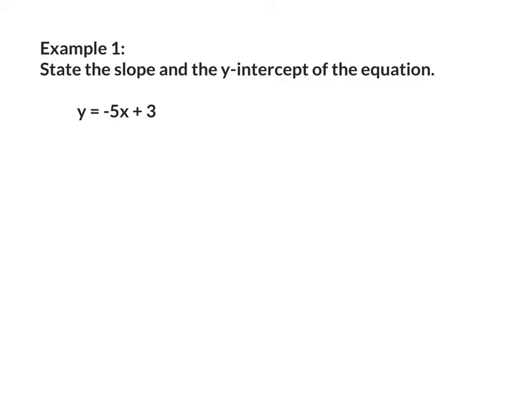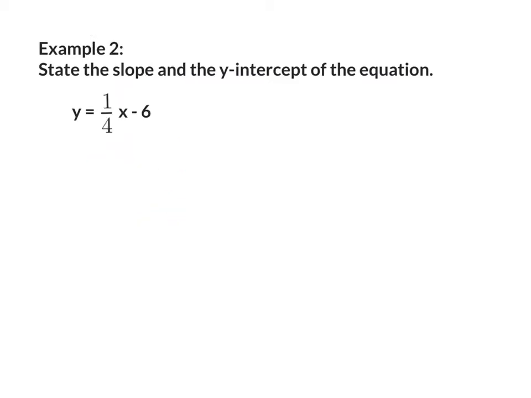Example number 1. State the slope and the y-intercept of the equation. y equals negative 5x plus 3. So remember, the slope is the coefficient of x, which is negative 5. And b, which is the y-intercept, is 3.